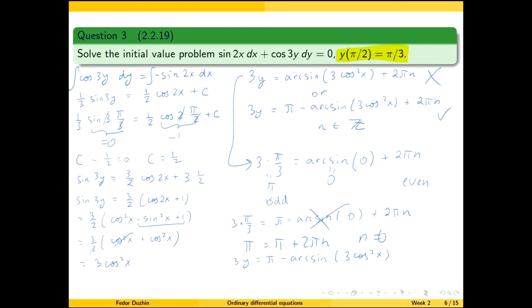is the answer. Well, strictly speaking, we should solve for y. So y equals 1/3 times all this, pi minus inverse sine of 3 cosine square x. And so this is actually the answer. This is the answer to this question. Is it all?